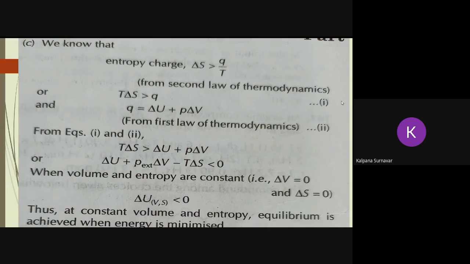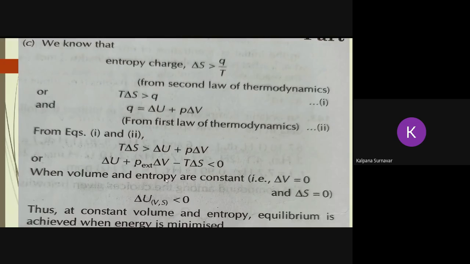See, from equation 1 and equation 2, just put equation 2 in equation 1: T delta S is greater than delta U plus P delta V. Or this equation is written as delta U plus P delta V, where the pressure is written as P external, minus T delta S, which is less than 0.